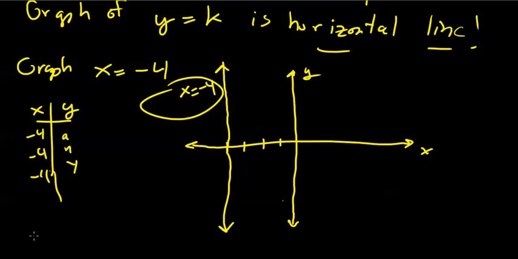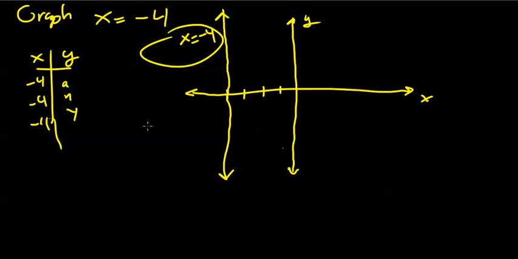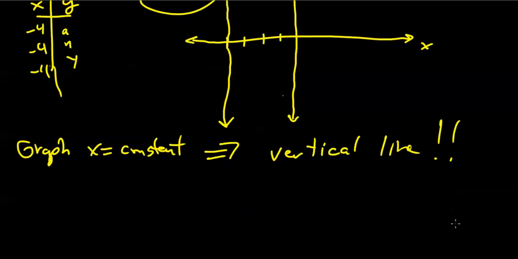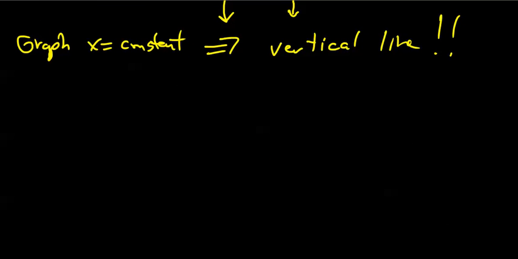Alright, nothing sacred about -4 either. So if I graph anything of the form x equals a constant, be it -4 or any other value, you'll always get a vertical line. So y equals constant, horizontal line; x equals constant, a vertical line. Let's graph some other things.